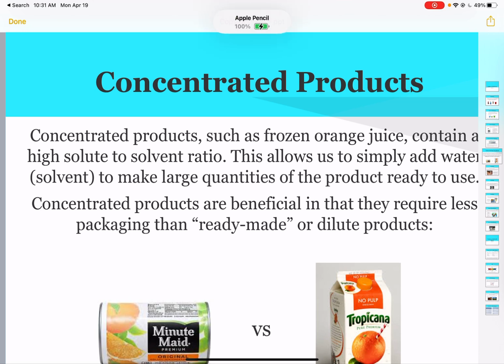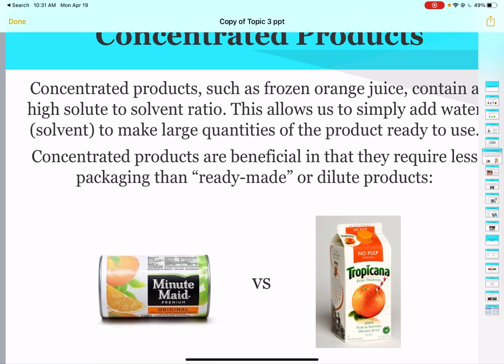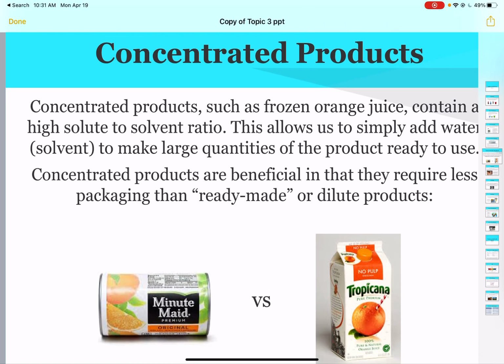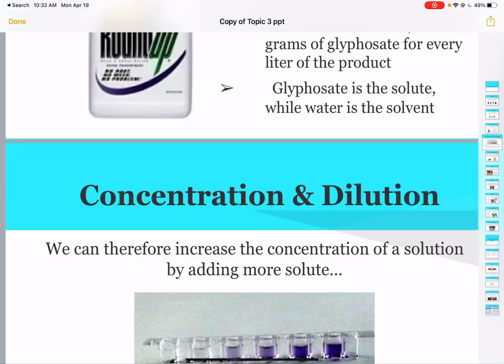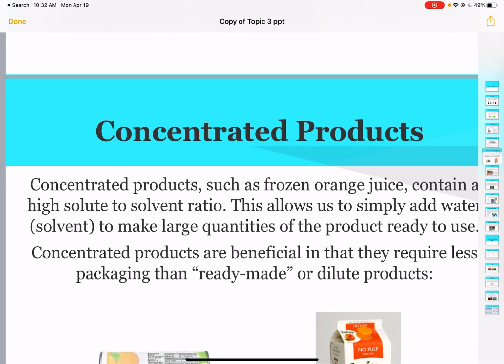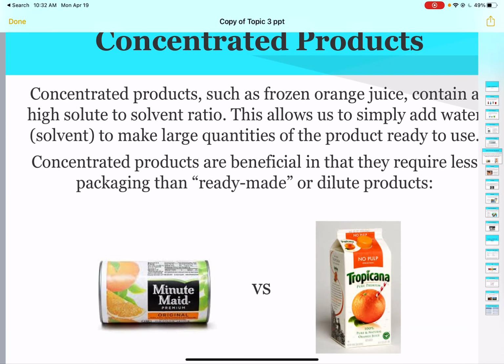I guess I can't write on this. So concentrated products, it says, such as frozen orange juice, contain a high solute to solvent ratio. Geez, I'm having technical difficulties today. This allows us to simply add water, which is the solvent, to make large quantities of the product ready to use. Concentrated products are beneficial in that they require less packaging than ready-made or dilute products.